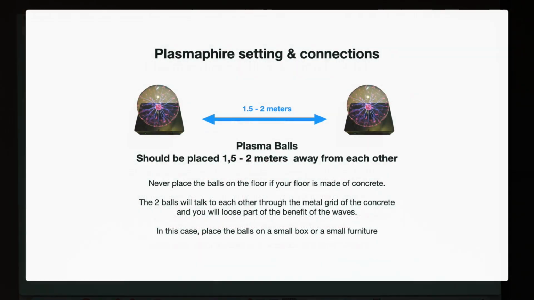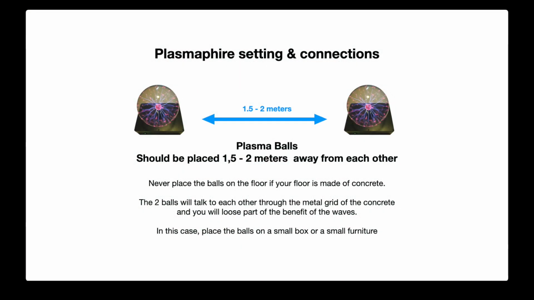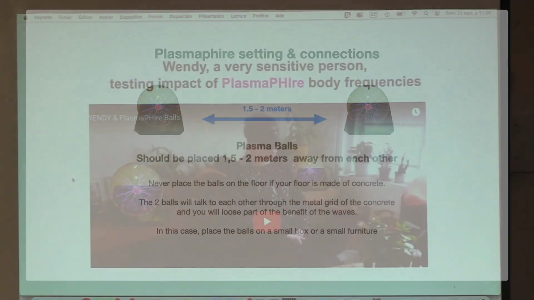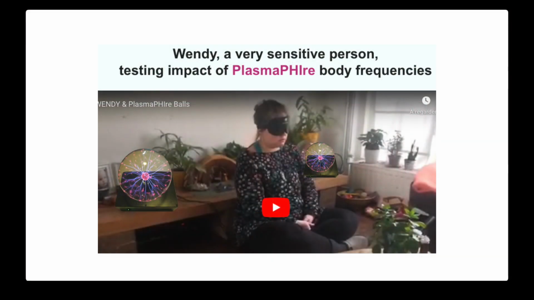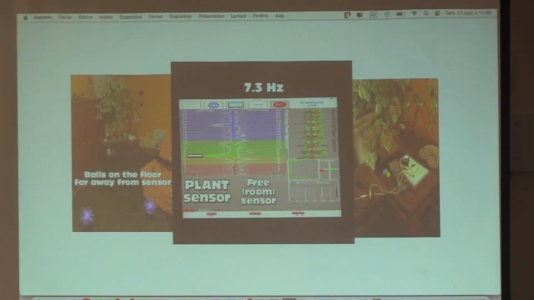So they should be placed, that's how we begin, about 1-2 meters away, left and right from the body. This is the way that we start to use them according to the shift that we explained about the frequency of Dan. And we have made a lot of tests to make sure that the frequency cascade that we are using was really entering in resonance with the body. So we have made tests with very sensitive people. We have also made tests with plants.